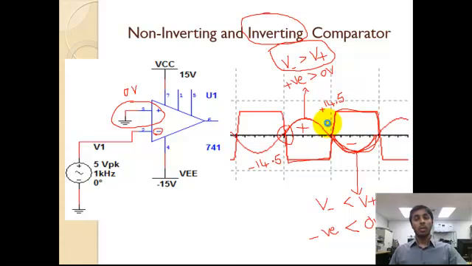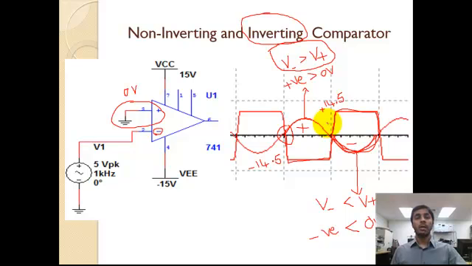So these are the two circuits we talked about in the last lecture. Both circuits are comparing with 0 volts, whether you connect the negative terminal to 0 or the positive terminal to 0, and both are referred to as zero level detectors. So how can we change this?